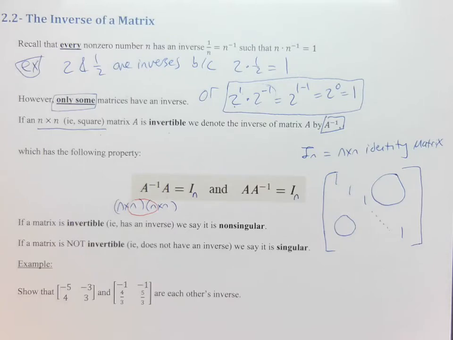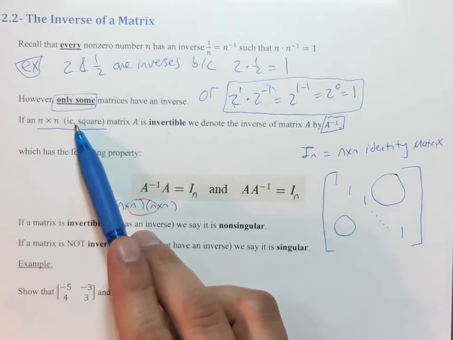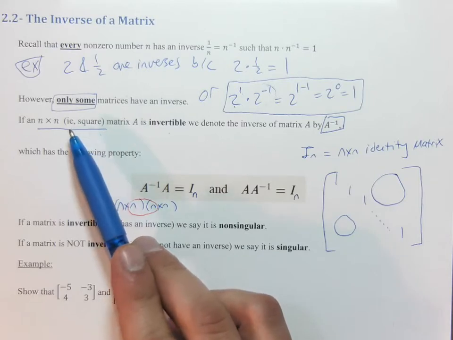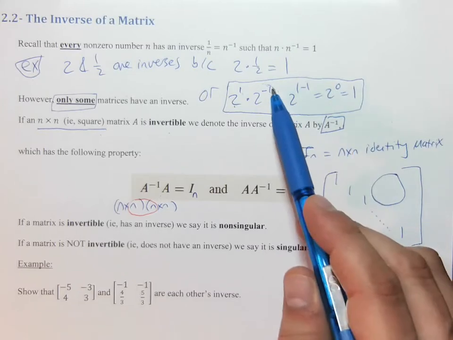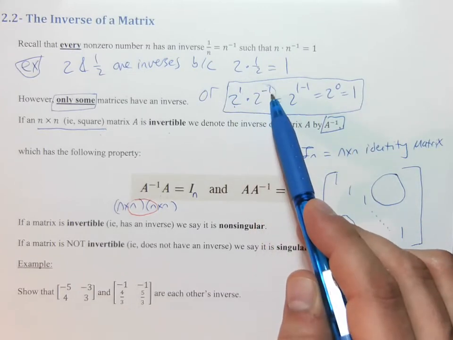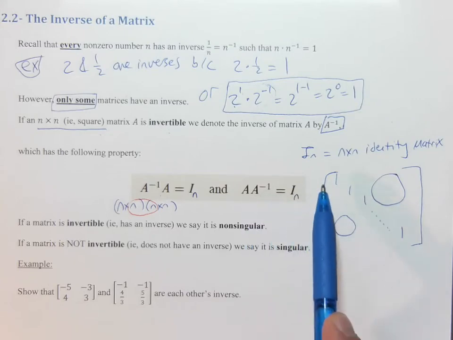Again, though, just to summarize, a matrix may or may not be invertible. It needs to be square, and even then it may not have an inverse. And we say if it does have an inverse, then this property holds, right? It's the same kind of idea as multiplying 2 and 2 to the minus 1. You get the number 1, that makes them inverses. When you multiply the two matrices, you get the identity matrix, that makes them inverses.